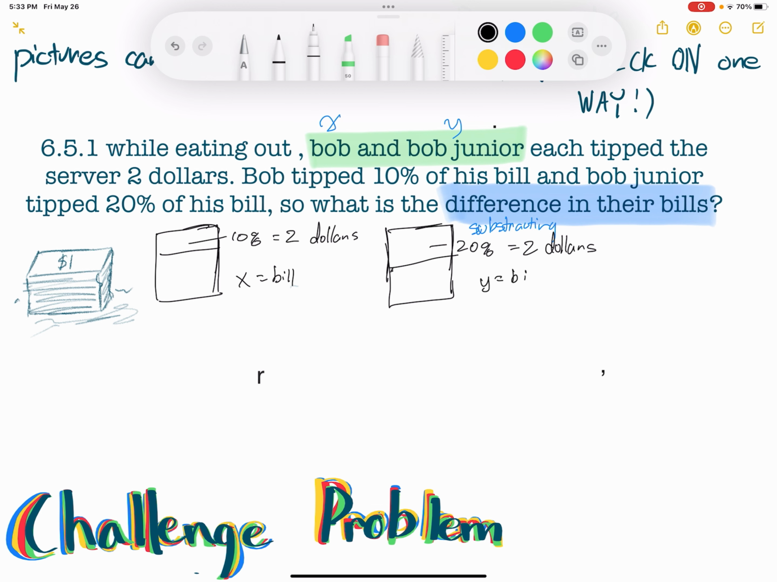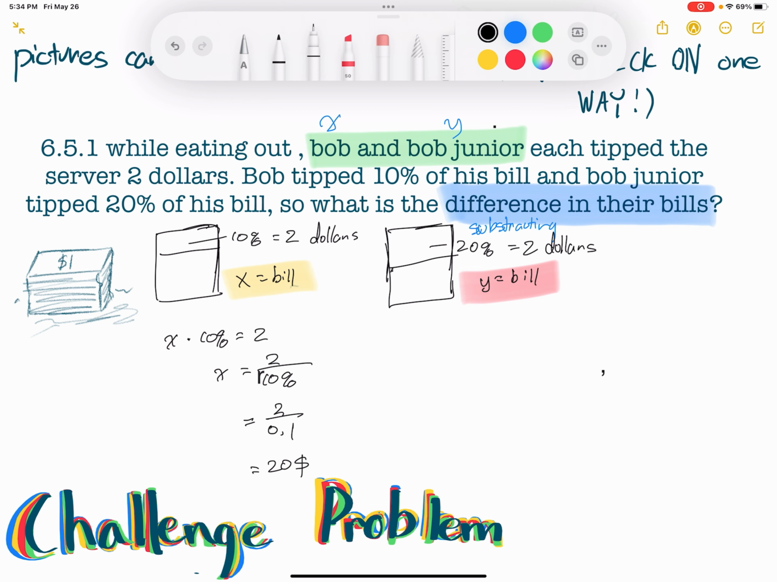So Y is his bill amount. So first, we have to find out each individual bill amount. Let's find the highlighted yellow one, X, or Bob's bill. Bob was a cheapskate and only paid 10%, so that's what we're going to try to solve for. So X is his total, which means X times 10% equals 2. X equals 2 divided by 10%, which equals 2 divided by 0.1 equals $20.